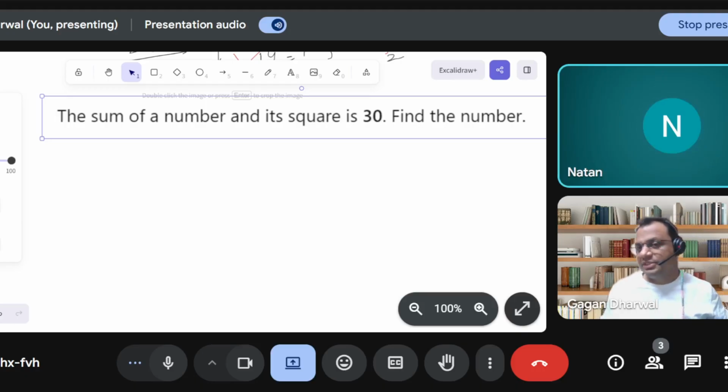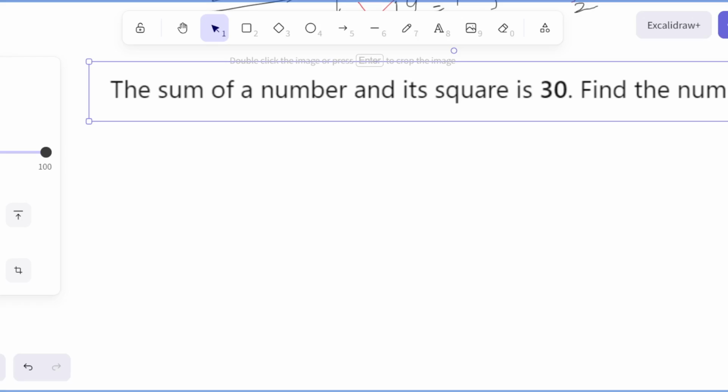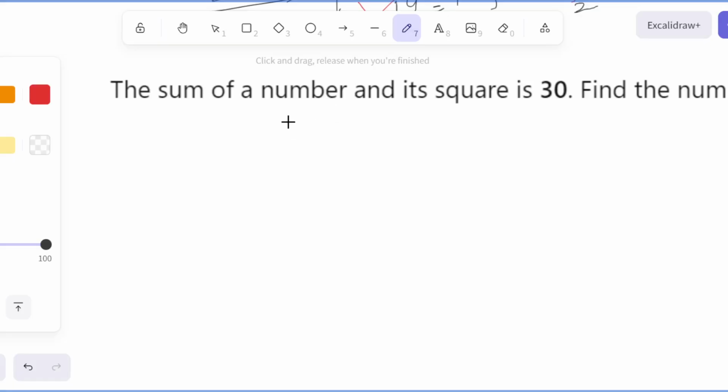So, how will you form the quadratic equation first of all? So, let the number be x. x squared plus x equals 30. Again, say it. x squared plus x equals 30. Super, buddy. That's what I was asking.